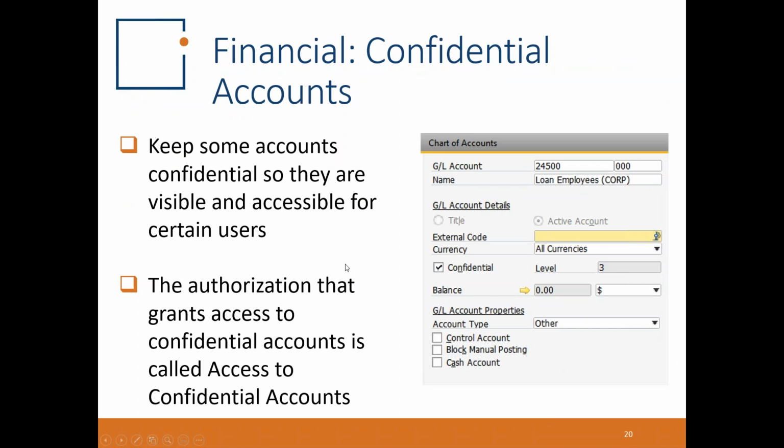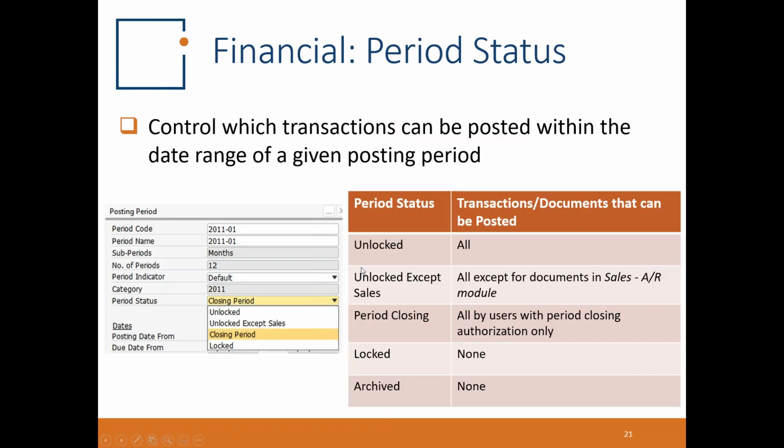So that was basically the next tip. I think one before the last one is the period statuses, and year-end is coming, so it's useful. Very relevant. Yeah, there's a way for you to control which transactions can be posted within a date range of a given posting period. You can see there on this chart, it's a summarized description of all the available period status and the documents that can be posted or transacted with each of those status selected.